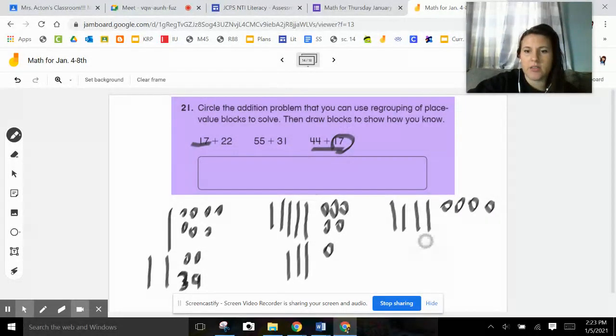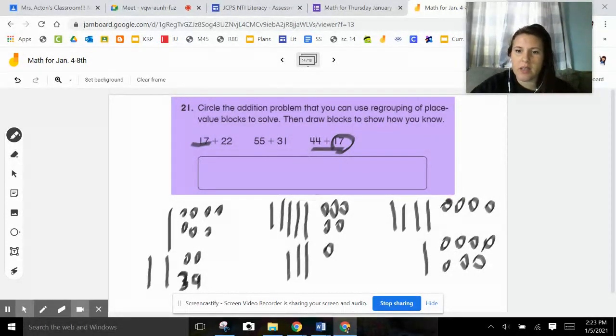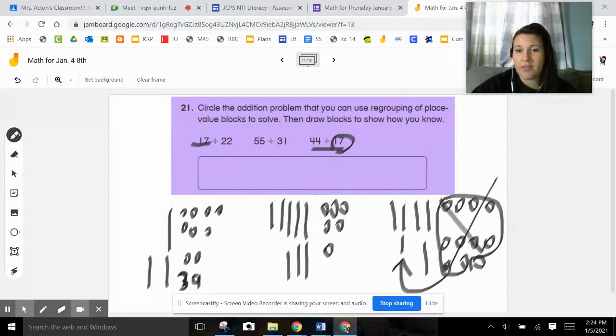Then 17 has 1 ten and 7 ones. Let's count our ones to see if we can make a 10 stick. 1, 2, 3, 4, 5, 6, 7, 8, 9, 10. So I can snatch up all those right there, cross them out, say bye Felicia, and turn those into a 10 stick. And then I don't have to find my answer because it didn't tell me to. It just wants to know which one uses regrouping. So my answer would be the 44 plus 17. All you're doing is seeing which one of these you're going to grab 10 ones and turn into a 10 stick. That's regrouping. And I only had one question in this whole thing.